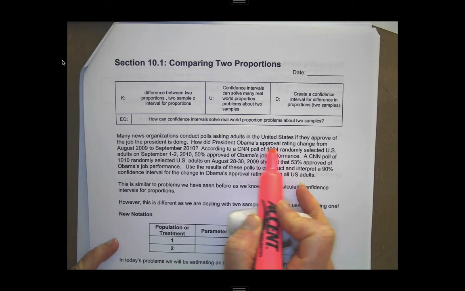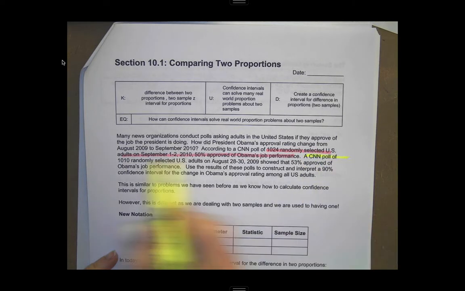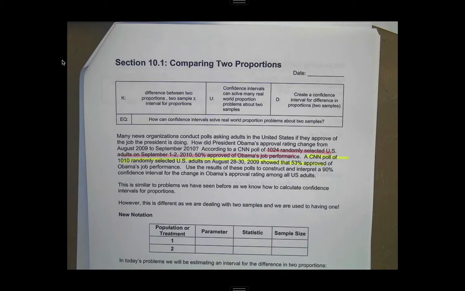So again here, we've got 2 polls. We've got one from 2010 and we've got one from 2009. So we have 2 samples coming from 2 different populations. So it's similar to what we've seen before because it's still asking us to calculate a confidence interval, but it's different because we're dealing with 2 samples and we're just used to only having one.